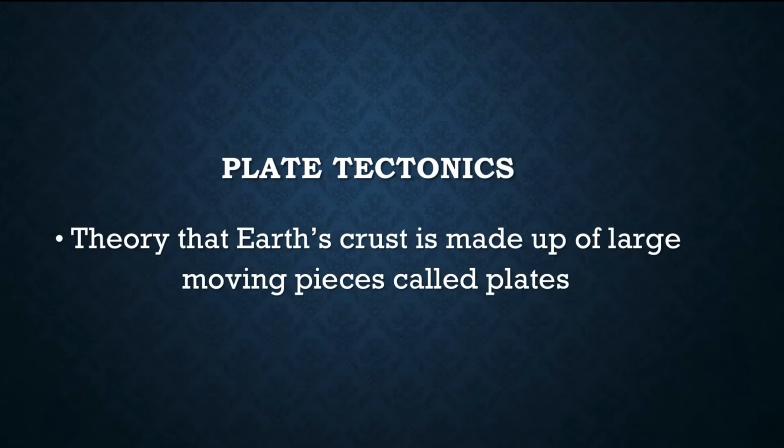Plate tectonics is a theory that Earth's crust, which is solid rock, is made up of large moving pieces called plates. When these plates move and interact with one another, many land features occur, like volcanoes and mountain ranges. Also, disasters can happen, like volcano eruptions and earthquakes.